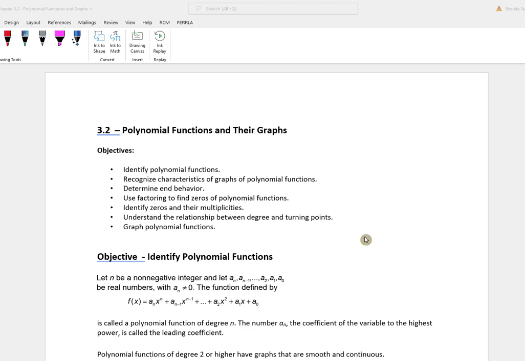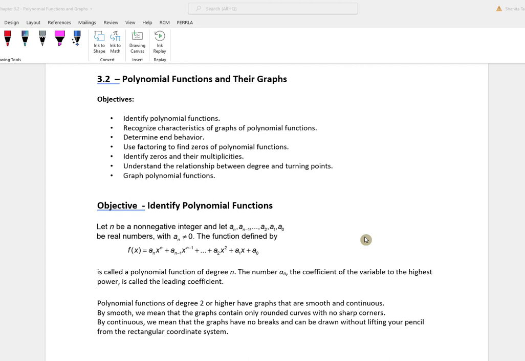Today we're going to talk about 3.2 polynomial functions and their graphs. This is going to be a two-part video, okay? And I'll tell you where the other video will start. In this one we're going to identify polynomial functions, recognize characteristics of graphs of polynomial functions, determine end behavior, use factoring to find zeros of polynomial functions, identify zeros and their multiplicities, understand the relationship between degree and turning points, and graph polynomial functions. So the graphing part will be a separate video.